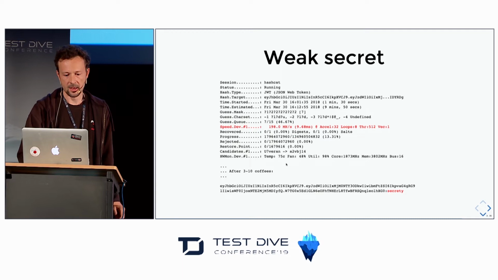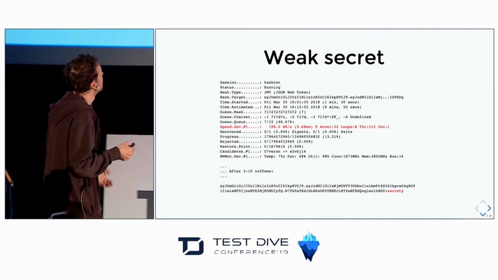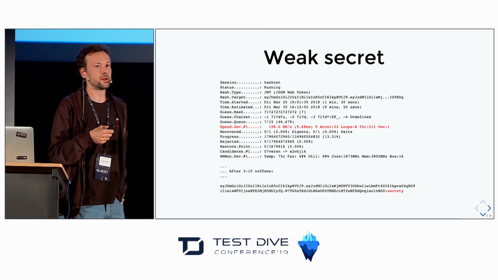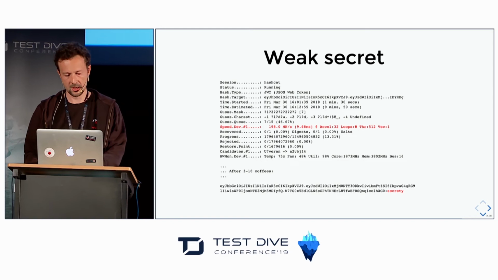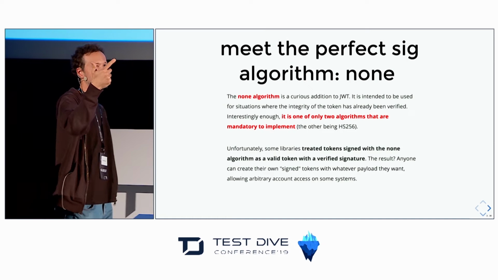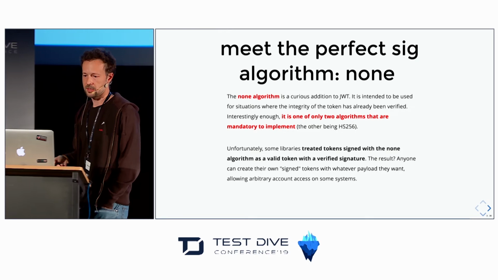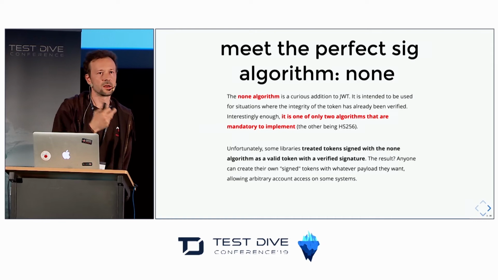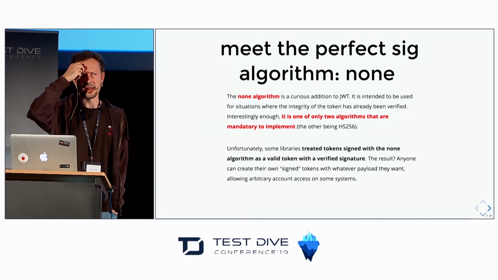On this card, which is not the fastest card in the world, and not the weakest, the speed of this cracking is something like 200 million tries per second. So it's quite big. That's the first approach. Second approach. In the JSON Web Token specification, you have only two algorithms which must be implemented by libraries. The first algorithm is HS256, this HMAC SHA256, and the second, a bit curious algorithm, is none. None means do nothing, actually.